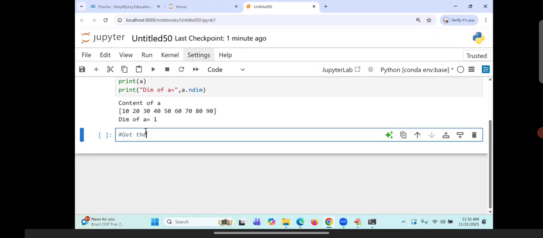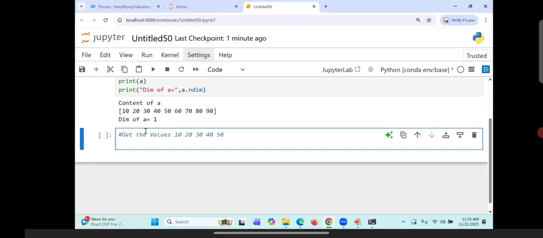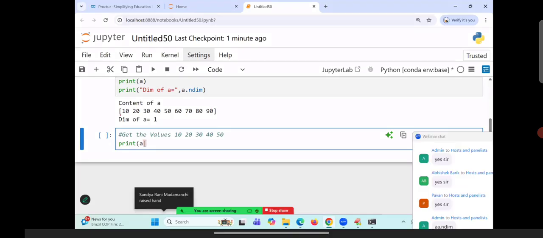Get the values 10, 20, 30, 40, 50. How do you get these values? Don't take much time. Print of A of what? Our memory management is 0, 1, 2, 3, 4, 5, 6, 7, 8. I want up to 50, which means 0 colon 5.